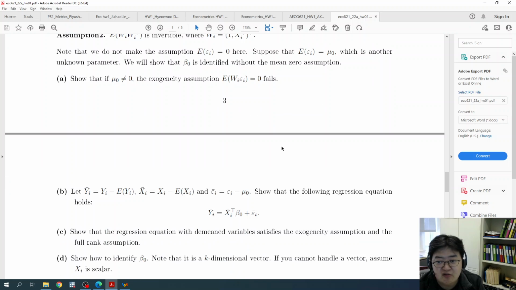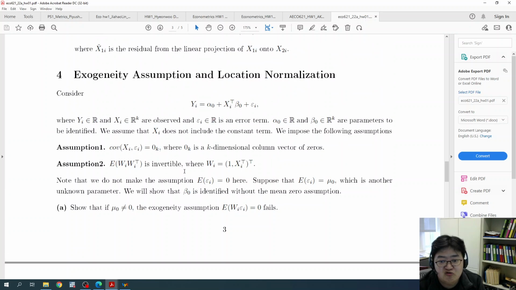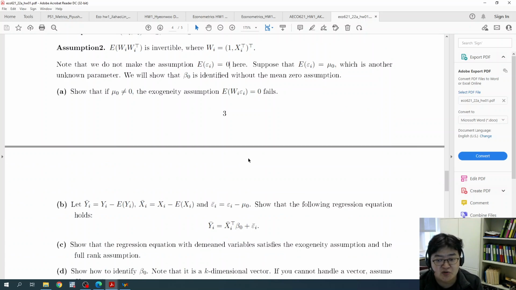To identify them, you do not need this assumption. However, this assumption is so important. Without this assumption, you cannot identify alpha at all. So this exogeneity assumption is essential, but this exogeneity assumption is not. That's the main story, and I illustrate the rationale here.